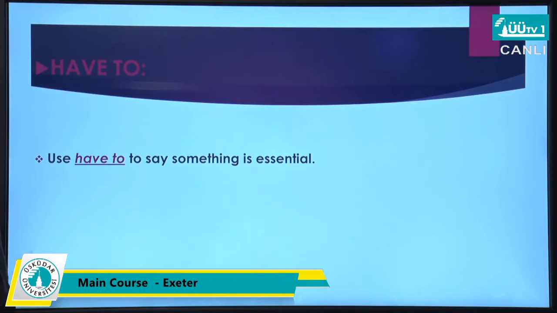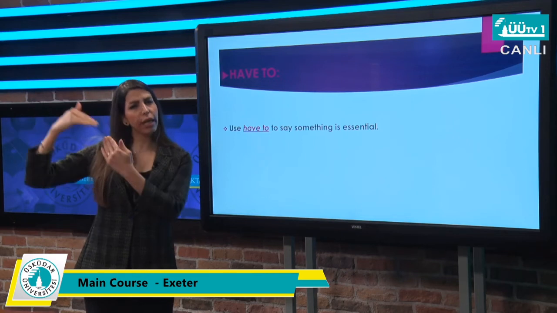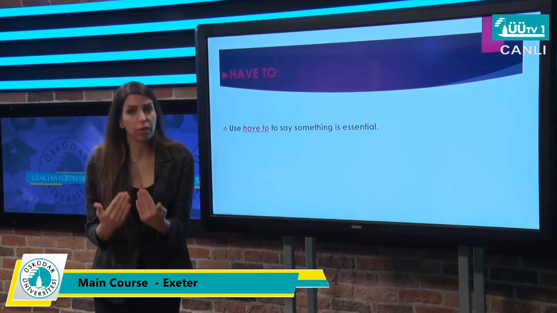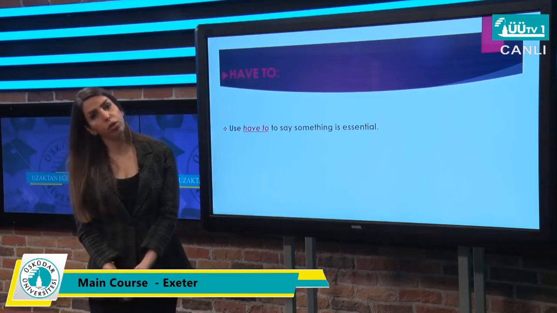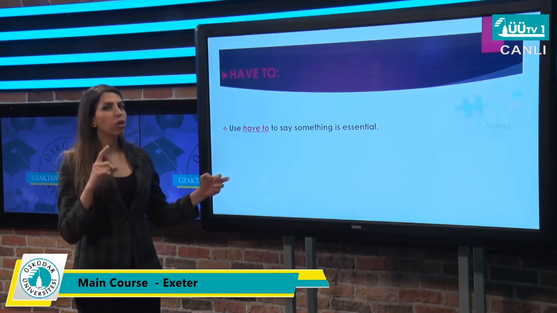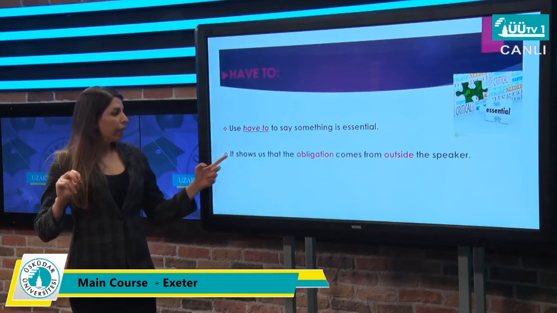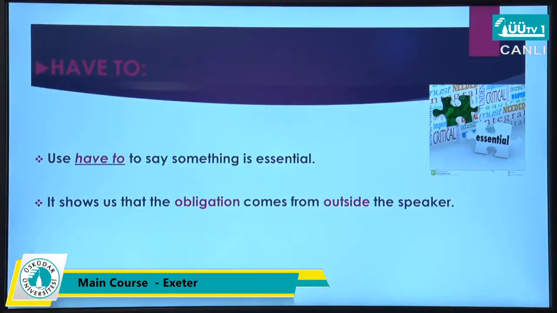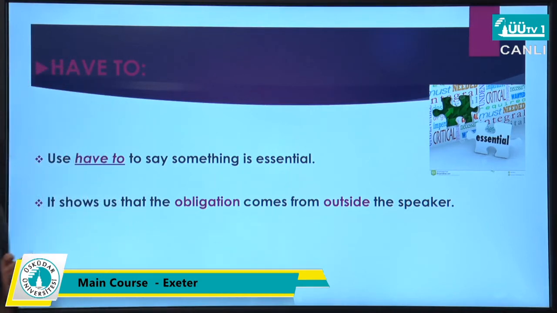Whenever the order, whenever the rule comes from outside, someone else orders us to do something, it is a kind of general rule. In this case, we use have to. We use have to say something is essential. Do you remember essential? Important. It shows us that the obligation comes from, as I told you, do you remember? Outside. It comes from outside. It is a general rule.